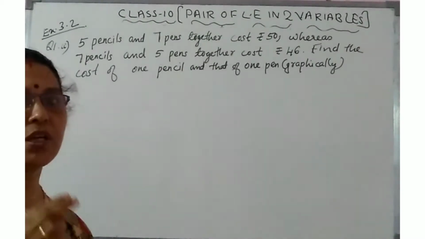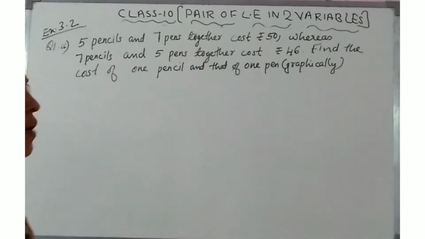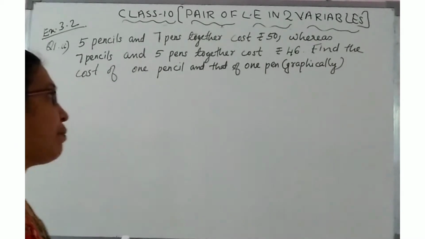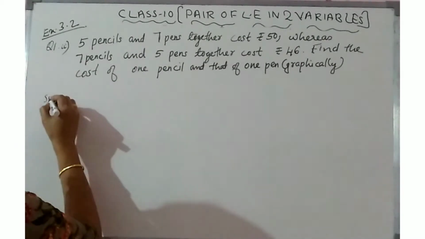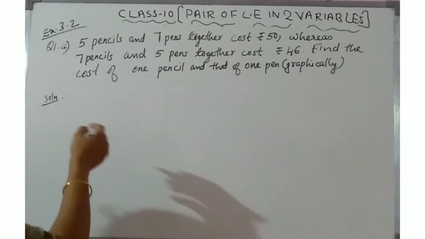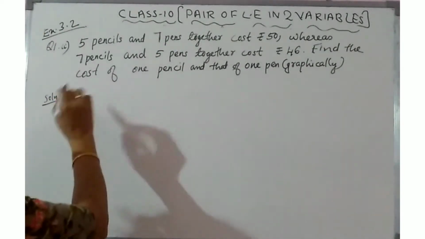Find 3 solutions for each equation. 3 solutions or 2 solutions we can find. Plot that on the graph and find out the solution from the graph. So first you can convert it into equation, algebraic form.